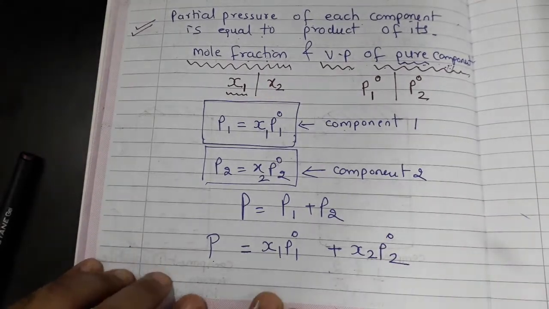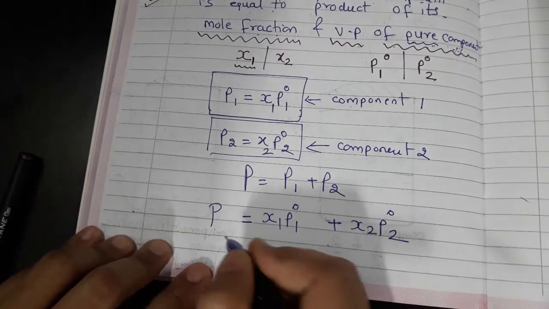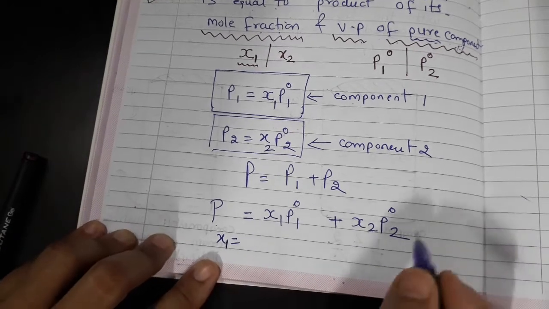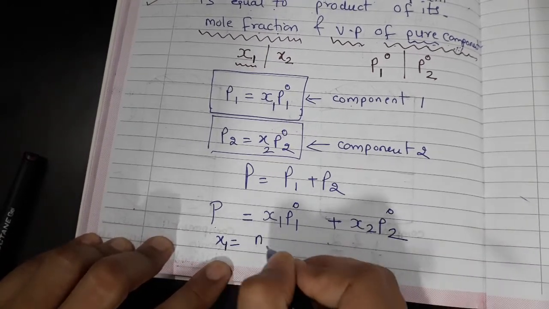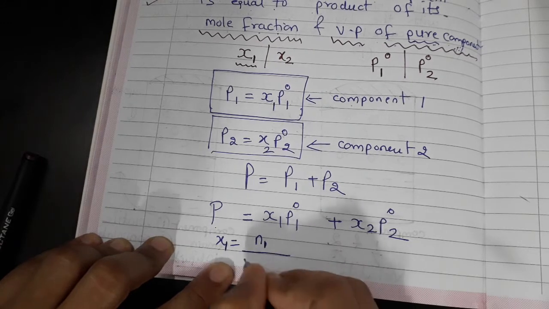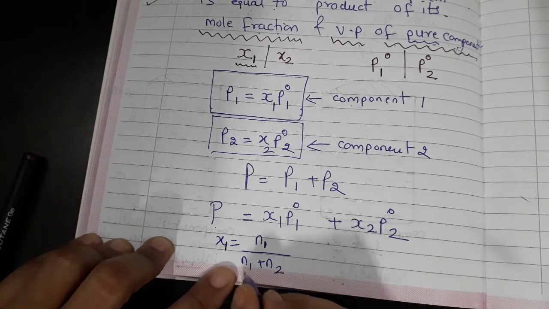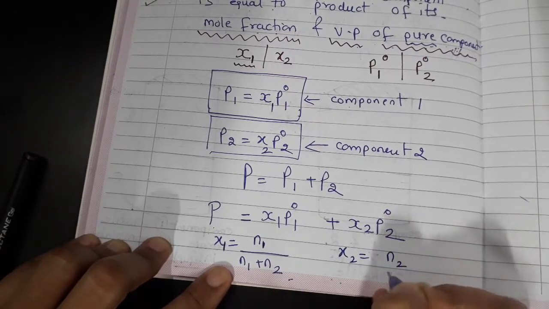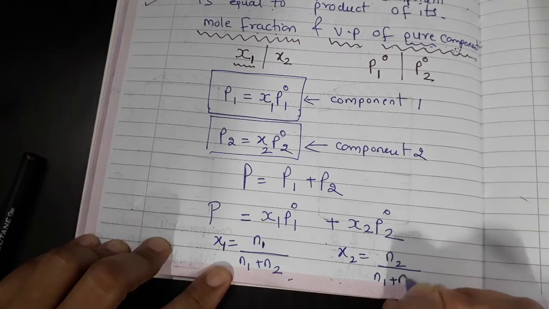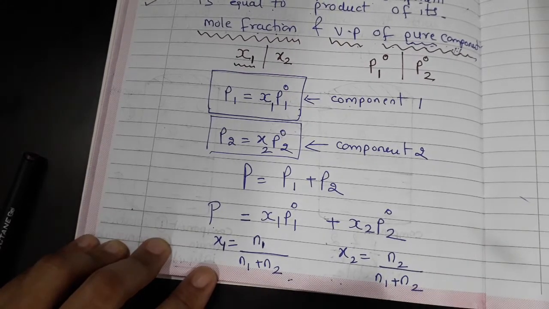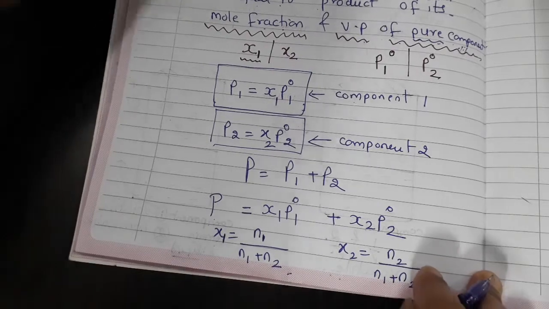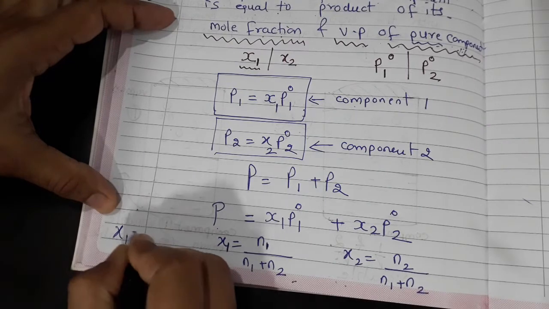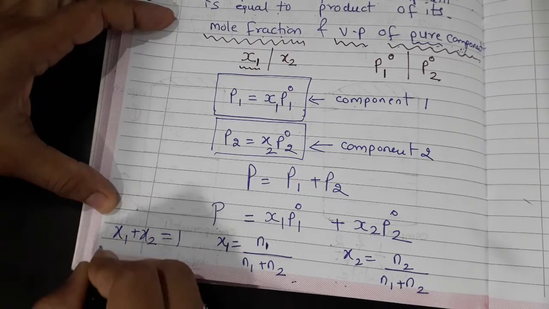Now we all know about mole fraction. What does the mole fraction mean? Suppose if I write X1, what is the meaning of mole fraction? Number of moles of that component present in the total mixture, isn't it? X2 is what? Number of moles of that component present in the entire mixture. And mole fraction, the name itself is suggesting, it is fraction of 1 mole. So X1 plus X2 is equal to 1.